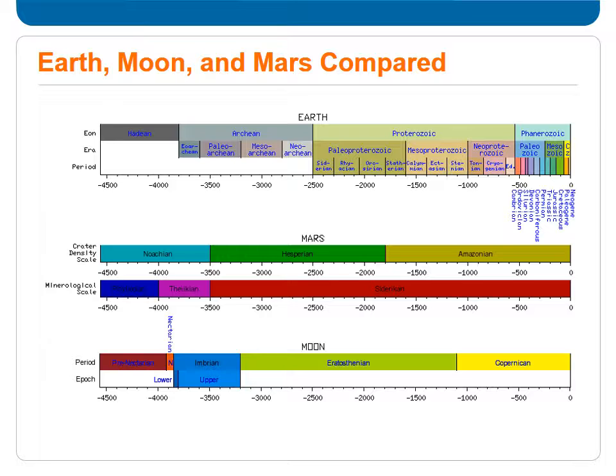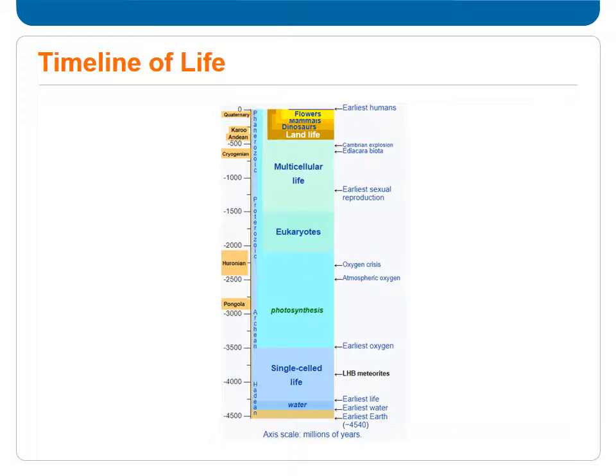This slide shows the comparisons of eras and eons on Earth, Mars, and the Moon. And here's a timeline of life, showing when life was forming compared to, for example, the various epochs on the Earth and Moon. Notice the LHB meteorites, that's the late heavy bombardment period, was happening about midway through the span of just single-celled life on Earth.